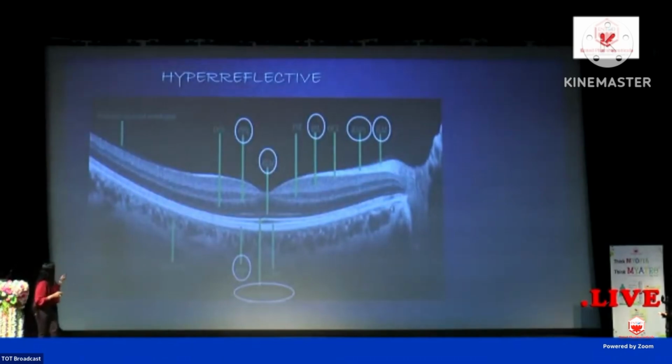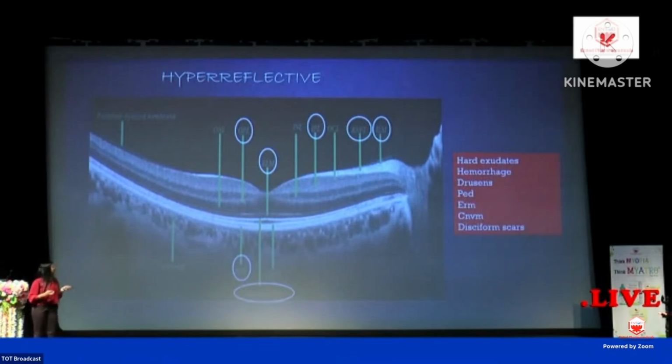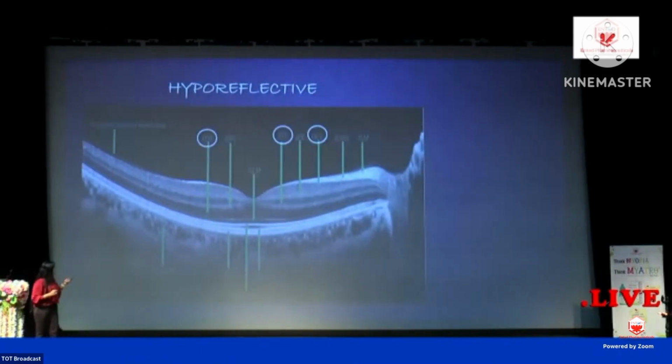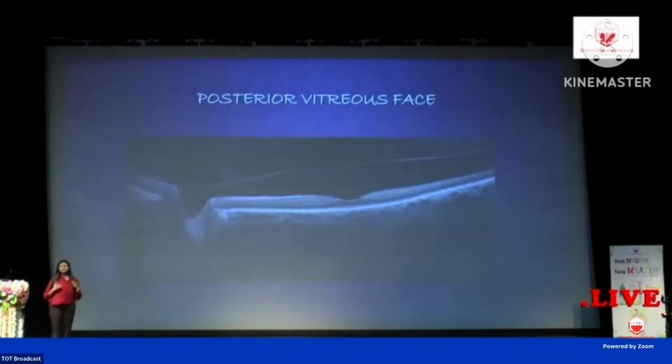So these are the normal hyperreflective layers of the retina, and any kind of pathology in any layer of the retina, like hard exudate and hemorrhage, produces a hyperreflective lesion. Intraretinal fluid and subretinal fluid produce hyporeflective lesions.